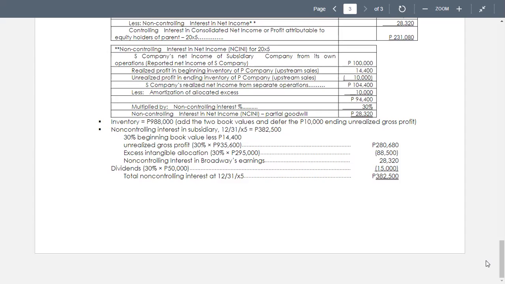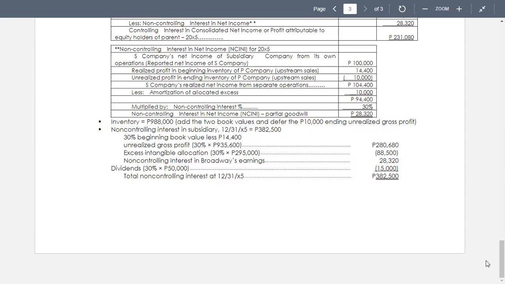So the difference is 6,970,800. That's the controlling interest in the consolidated net income, or profit attributable to equity holders of parent in 20x4.